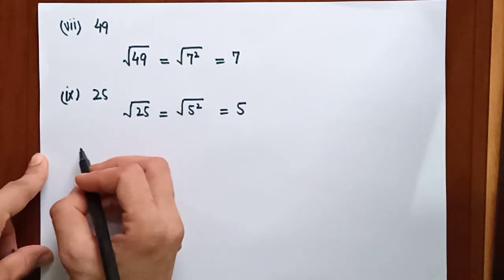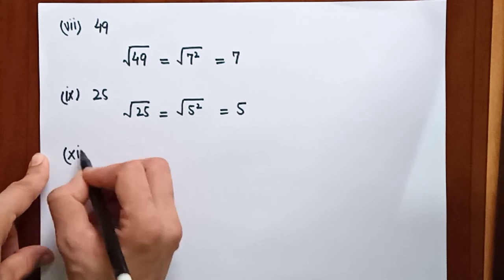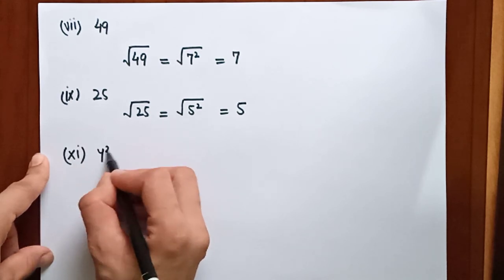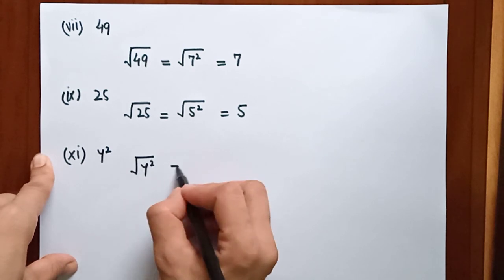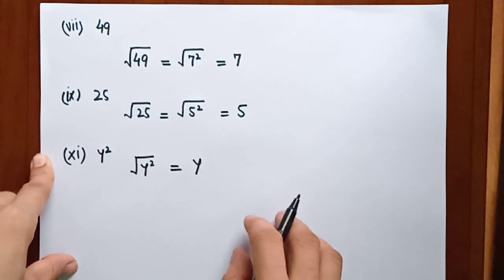Now look at the 11th part. 11th part is y square. Square root of y square. Square root is cancelled, so we have y.